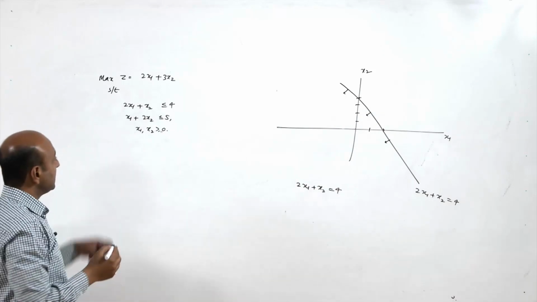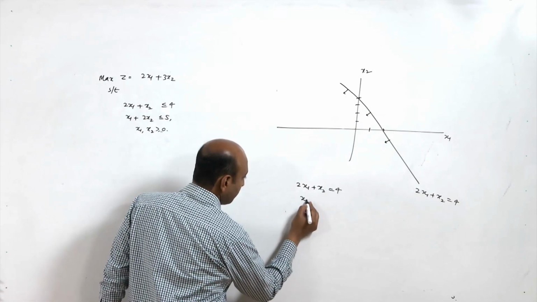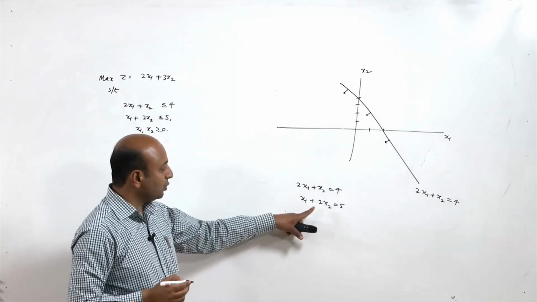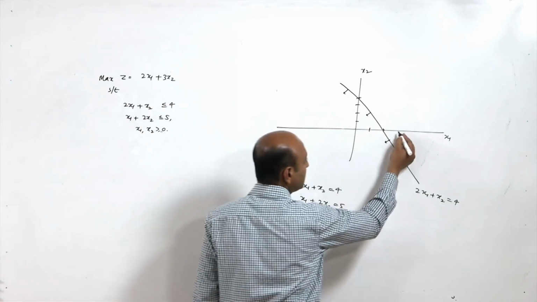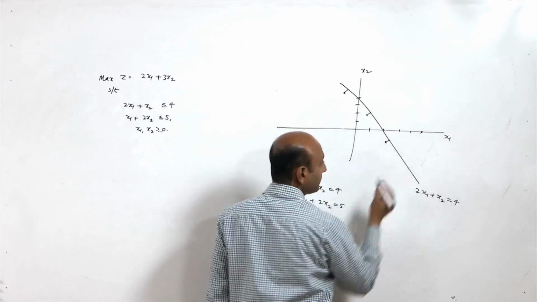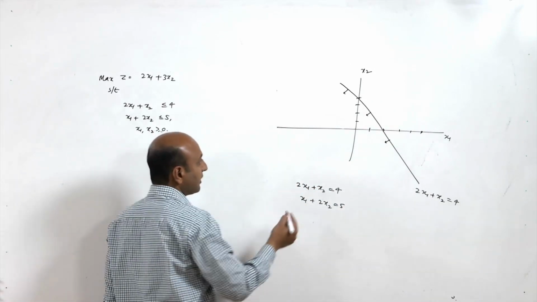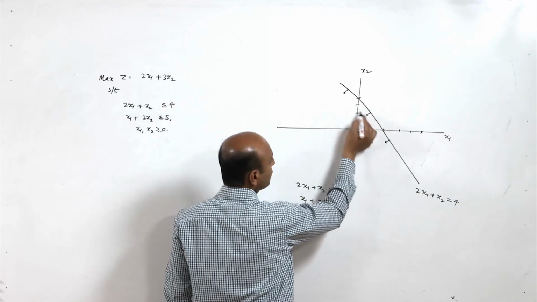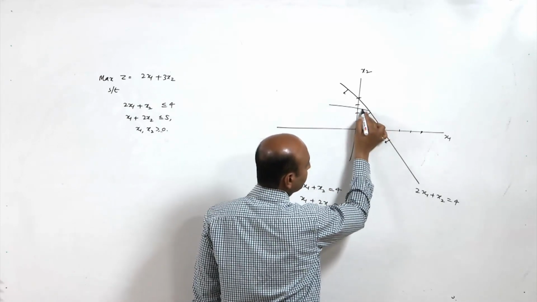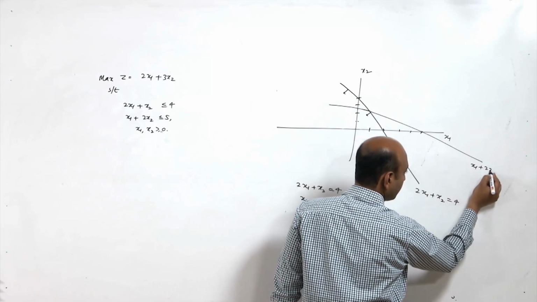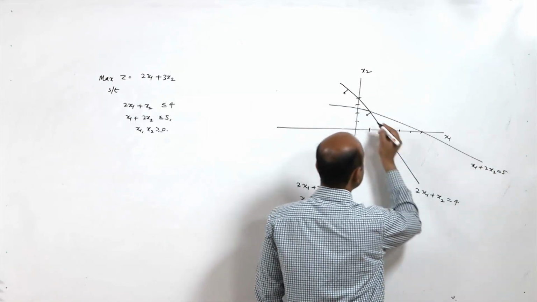Now, again for the second constraint, x1 plus 2x2 equals 5. When you take x2 equal to 0, x1 is 5, that is this point. And when x1 is 0, x2 is 5 by 2, that is here. So, this is the second constraint, x1 plus 2x2 equal to 5, and this is the point of intersection.